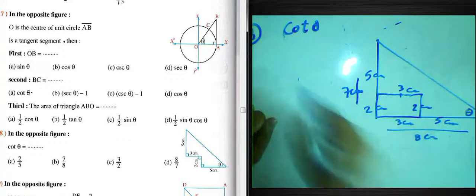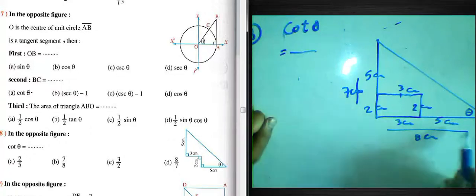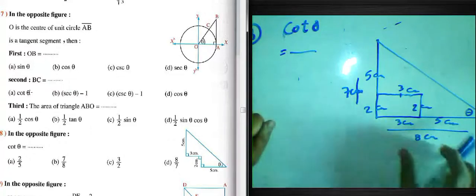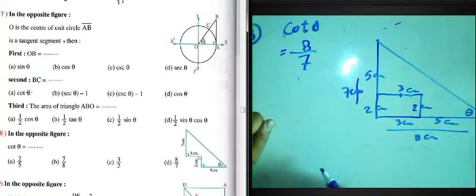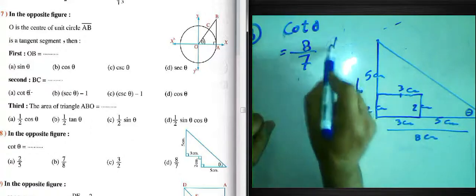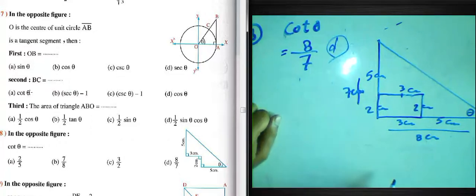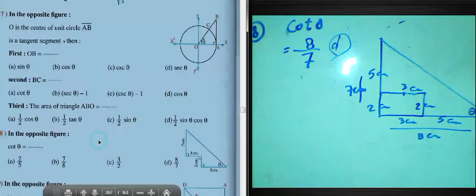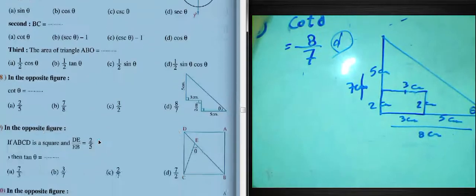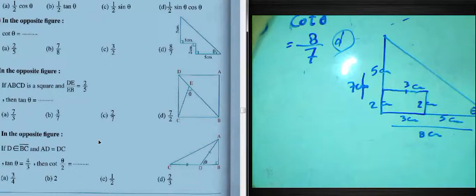So we can find cotan theta. Cotan theta is adjacent over opposite. Adjacent 8 over opposite 7. The result will be 8 over 7. We'll choose letter D. It's very easy. Okay, another question. We will solve question number 9.